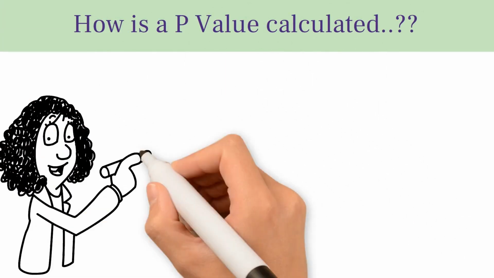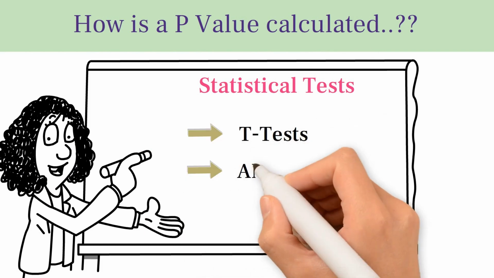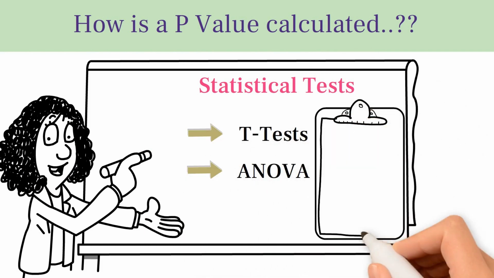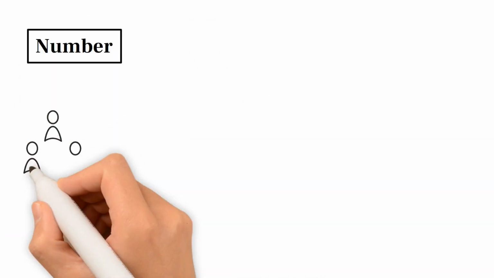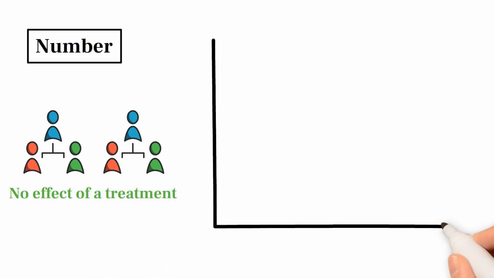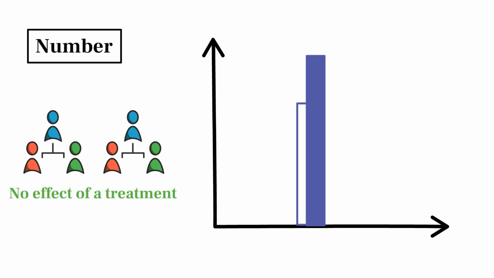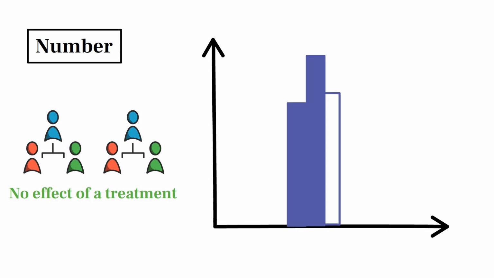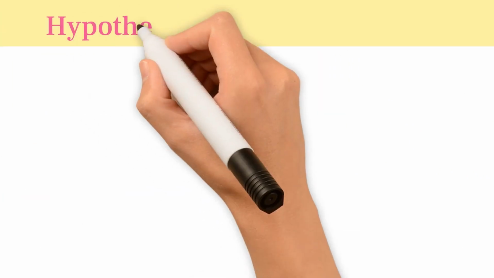How is p-value calculated? P-values are calculated using statistical tests such as t-test or ANOVA. These tests generate a test statistic, which is a number that summarizes the difference between groups or the effect of a treatment. The p-value tells you how extreme this test statistic is, or how likely it is to occur if null hypothesis is true.